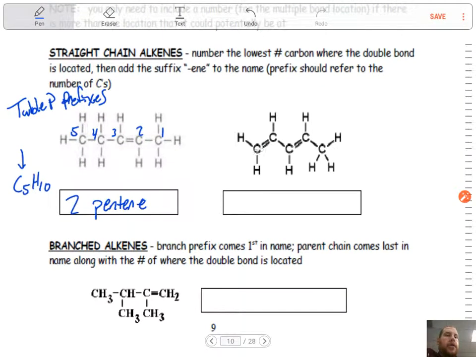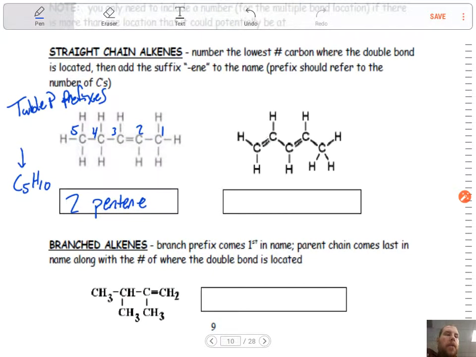All right, so try this one on your own. Count up how many carbons you have. 1, 2, 3, 4, 5. So again, this is another pentene, but notice we have one double bond here and one double bond there. So now we have to take both of those into account. So label your carbons. 1, 2, 3, 4, 5.